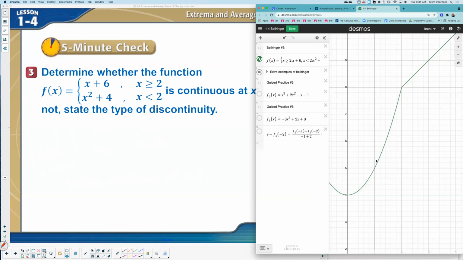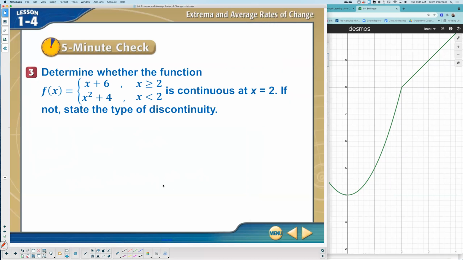As I zoom in, actually, you know what? I'm going to use Desmos. If I have the tools, why not? I'm going to get to 2 and see if it's a closed dot or open dot. It's kind of jumpy a little. Okay, there it is. Mine says 2, 8 with a closed dot. This would be continuous. This graph would be continuous.